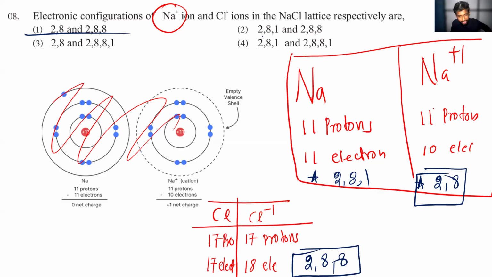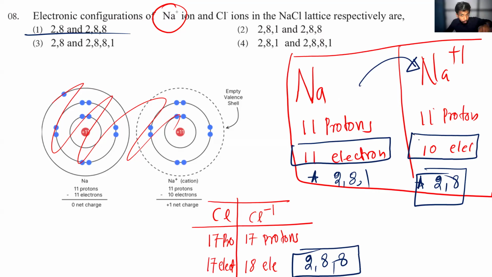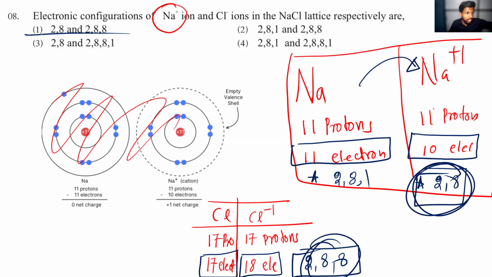What did I do? First of all, I calculated the number of electrons. Earlier, we had 11 electrons in sodium, but I have sodium plus, so I want to subtract an electron. So I put 10. That was step number 1. Step number 2, for chlorine, we had 17 electrons, but Cl minus, so we add 1: 17 plus 1, 18. Step number 3, writing the electronic configuration. Here I have written the electronic configuration. So this is the answer.